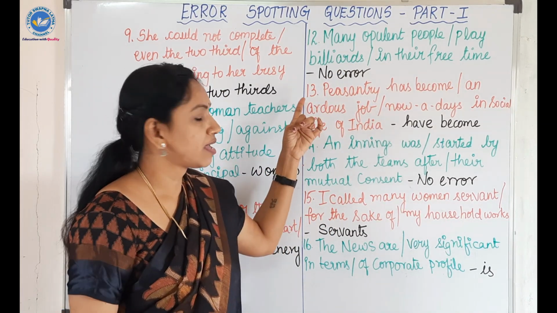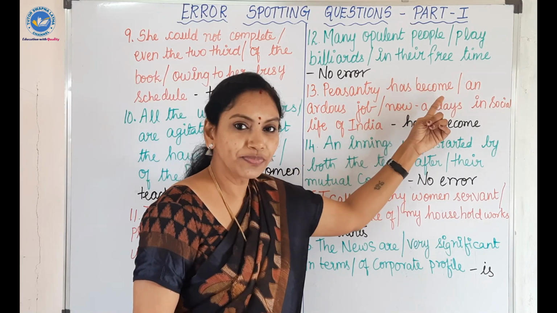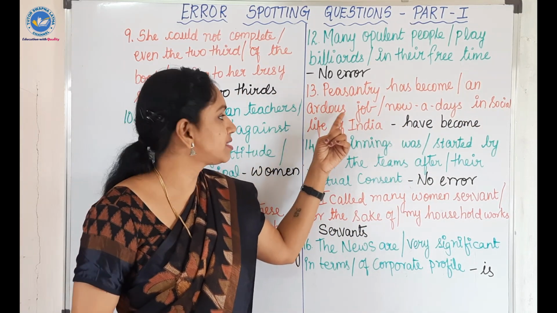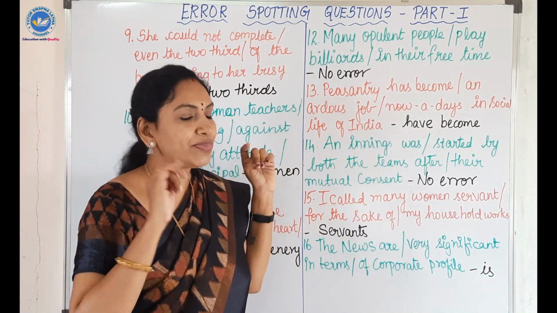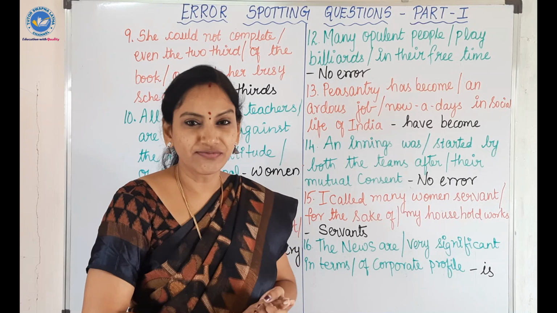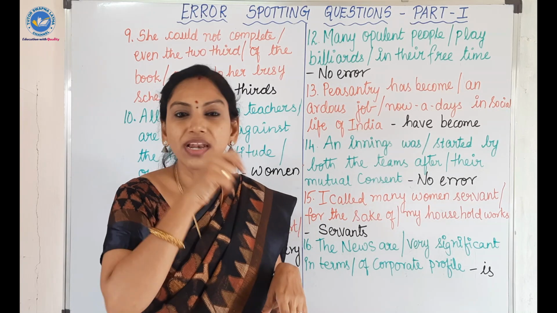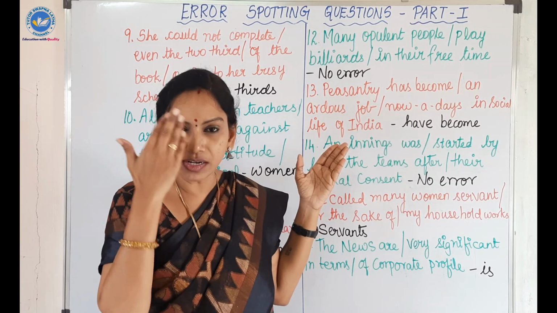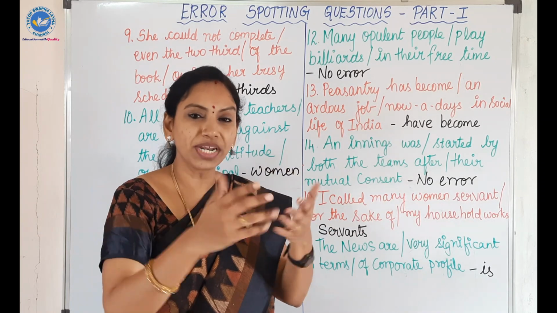Okay friends, next, 13th. Peasantry has become an arduous job, ARDUOUS, arduous job nowadays in social life of India. Let me tell you the meaning. Peasantry. I think in my previous video, I have told you some of the nouns are singular in form but plural in function, isn't it? Here peasantry, this is singular. It looks as if it is singular, but it is plural. Okay, peasantry is a common, plural.